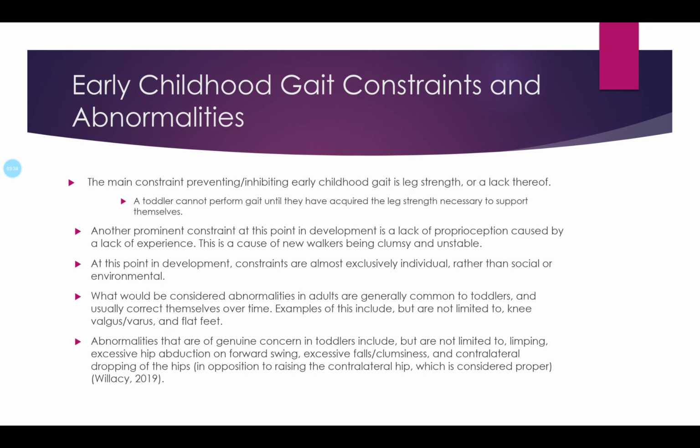Abnormalities that are of genuine concern in toddlers include, but are not limited to, limping. This is usually caused by pain or just weakness in one of the limbs. Excessive hip abduction on forward swing, excessive falls and clumsiness. Like I said earlier, falls are extremely common, but there is a limit to this. And contralateral dropping of the hips, in opposition to raising the contralateral hip, which is considered proper.